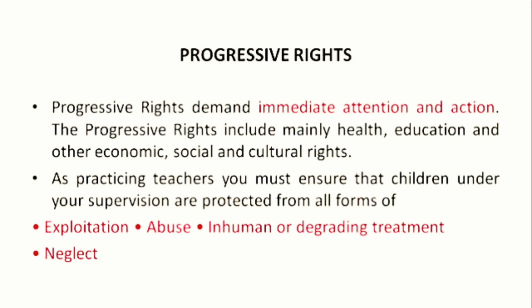Now, let us have a look at what progressive rights mean. The progressive rights demand immediate attention and action. The progressive rights include mainly health, education, and other economic, social, and cultural rights. When I say health, it is most important. When I say education, that is also a most important factor, and economic, social, and cultural rights. Therefore, whatever economic or social strata they are in, we have to help them come to a higher strata, and social and cultural rights, once again, you know very well.